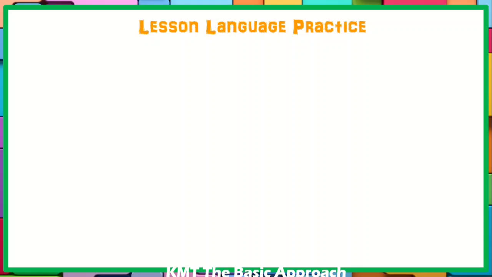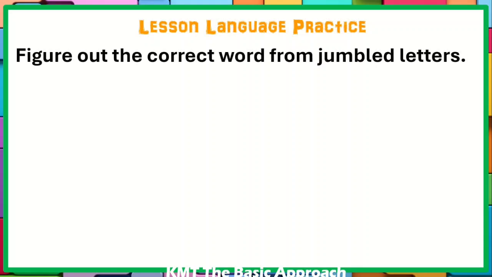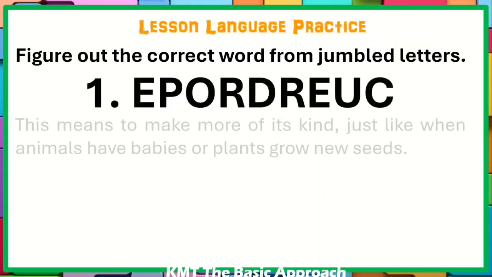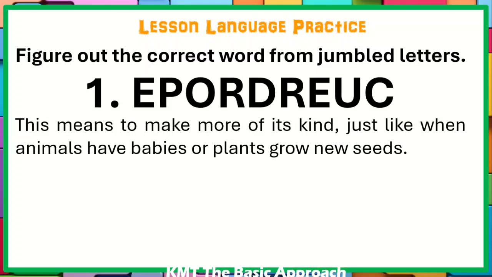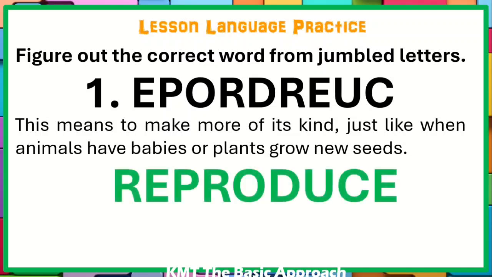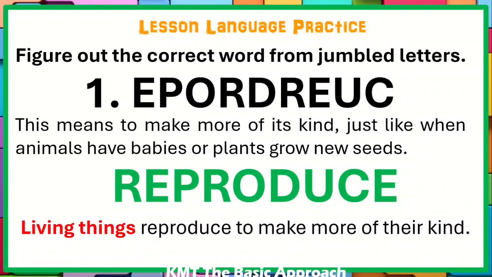Lesson language practice. Figure out the correct word from jumbled letters. Number 1. This means to make more of its kind. Just like when animals have babies or plants grow new seeds. What is the correct answer? Very good! Reproduce. Living things reproduce to make more of their kind.